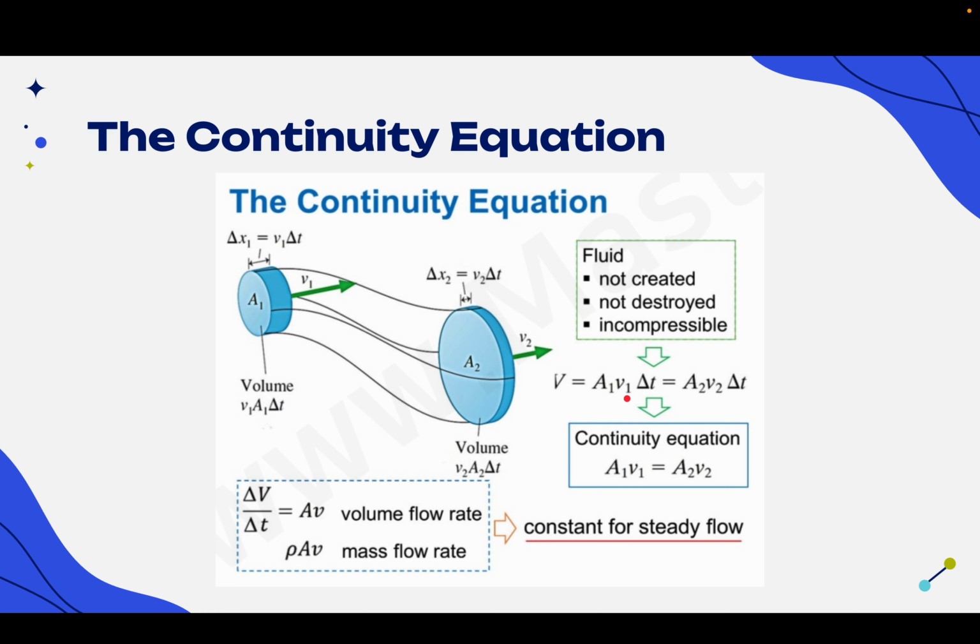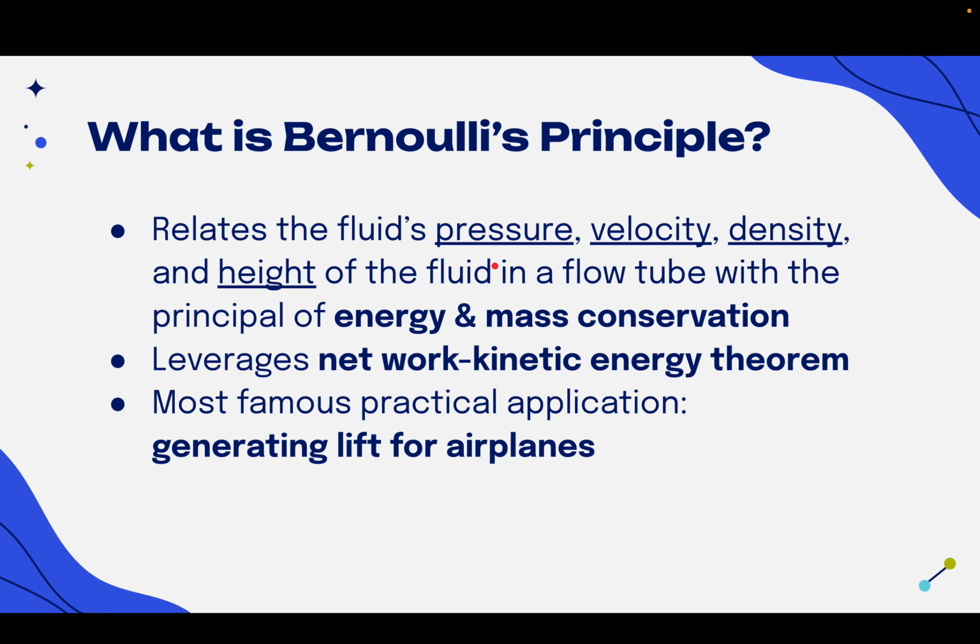So here we have the volume equals this thing and this thing. So the volume that passes through the section in the same interval of time is the same. So then we have this continuity equation, but this equation is not important for our lesson today. But the key takeaway here is the volume that passes through this section here and the volume that passes through this section here for the same interval of time, delta t, is the same.